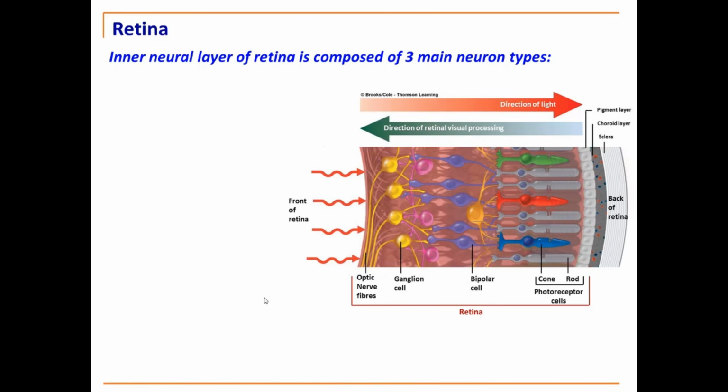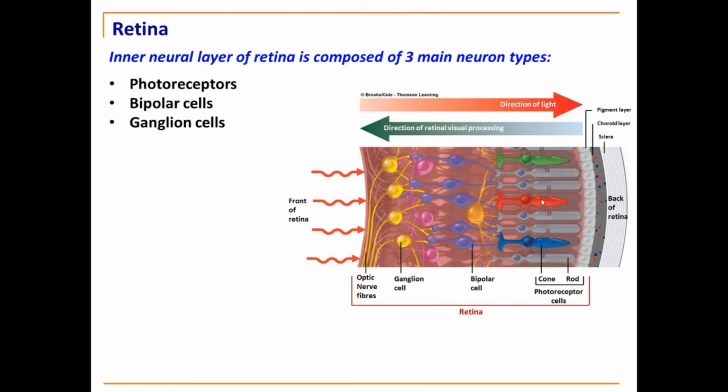So we've done a little bit on this already. The inner neural layer is composed of three main neuron types. The light is coming in from left to right, and you can see it has to get through these nerve fibers first. So you can see there are optic nerves in the way. You can see the ganglion cells, and your bipolar cells, and you've got a variety of other types of cells as well, such as your horizontal cells that are communicating between the rods and the cones and adjusting signals. And here we've got our photoreceptors. The rods you can see there, and you've got the cones, which are the color ones because they're nice and green and red and blue, and hopefully you can see all of that.